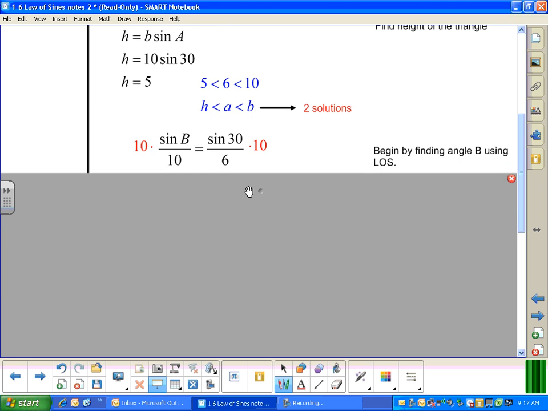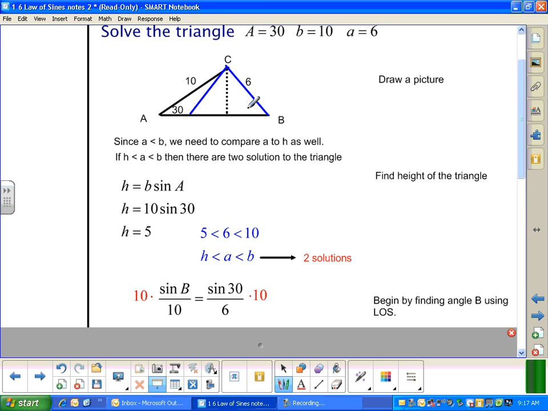All right, so the first thing we're going to do, like I said, is find that angle B, right? Remember up here, here's my angle B right here. So we know angle A and we know side A. We know side B, we're going to find angle B. So we set up the law of sines. The sine of B over 10 is going to equal the sine of 30 over 6.